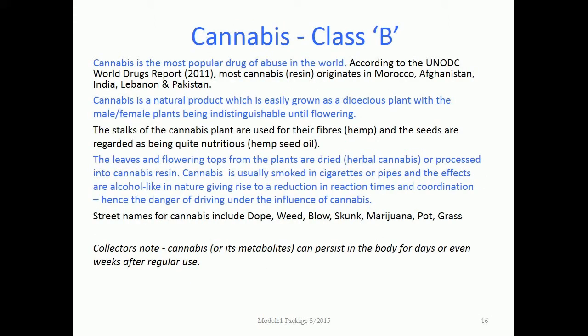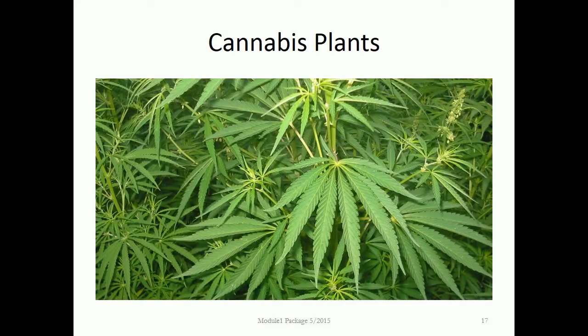Cannabis, Class B. Cannabis is the most popular drug of abuse in the world. According to the UNODC World Drugs Report 2011, most cannabis resin originates in Morocco, Afghanistan, India, Lebanon and Pakistan. Cannabis is a natural product which is easily grown as a dioecious plant, with the male/female plants being indistinguishable until flowering. Cannabis plants.